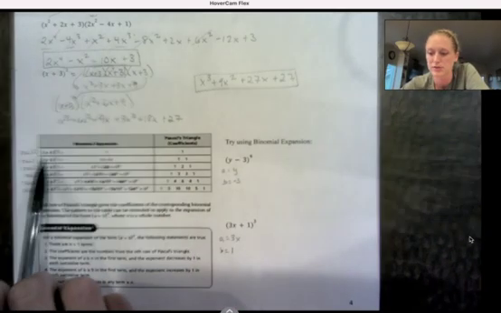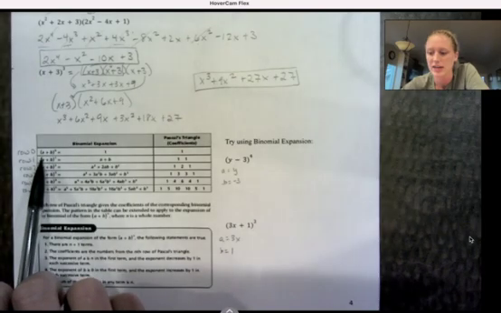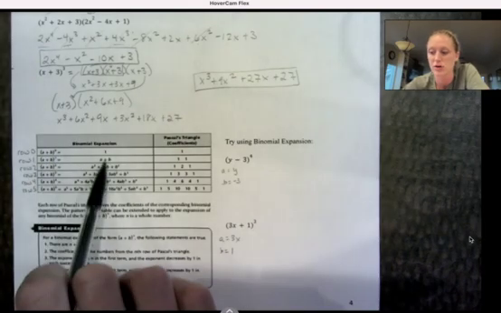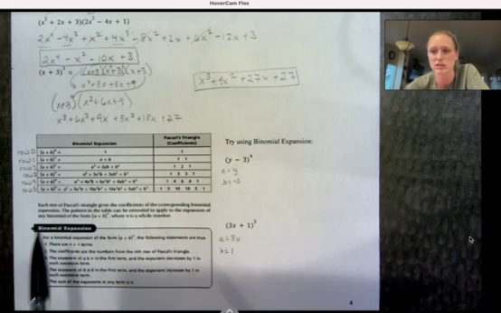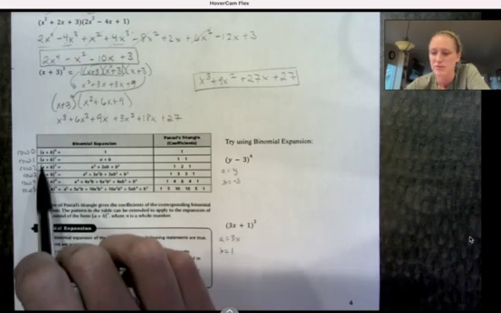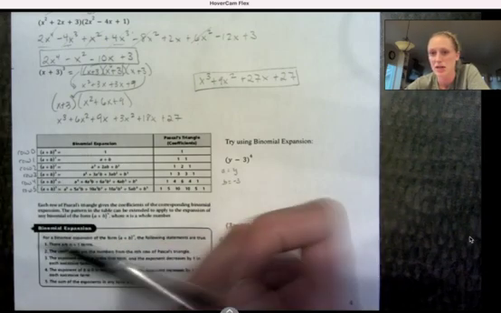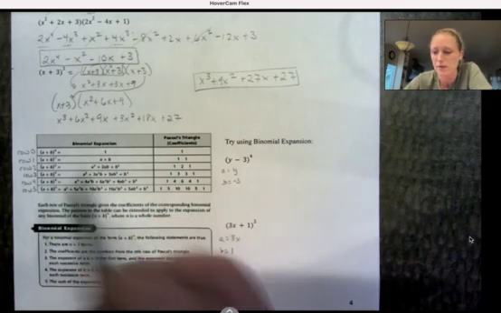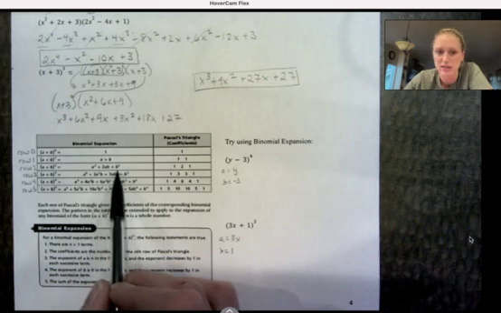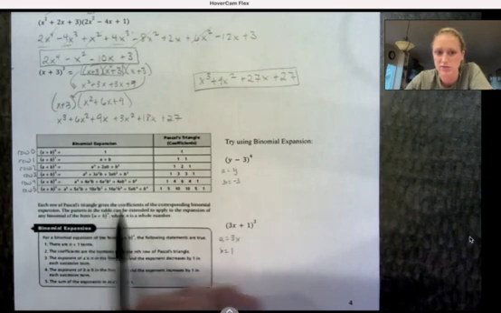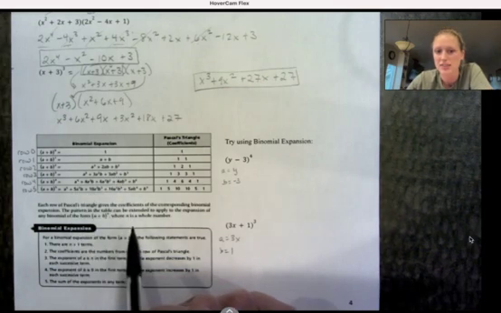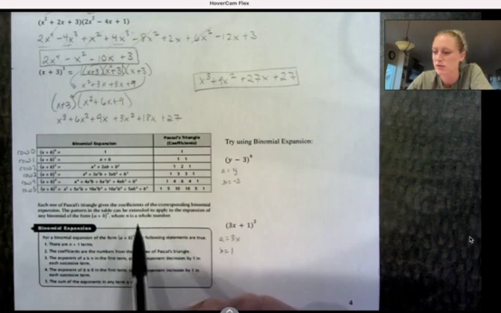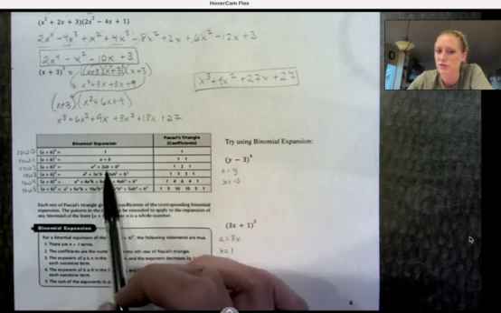So here's an example. So in row 0, if I take a plus b to the 0, it's 1. And we know that because anything to the 0 power is 1. If I do a plus b to the 1st power, anything to the 1st power is just itself. A plus b to the 2nd power, this is the expansion that I get, then to the 3rd, then to the 4th. So Pascal's triangle went through and picked out some interesting patterns.